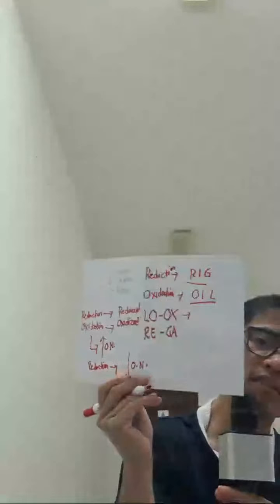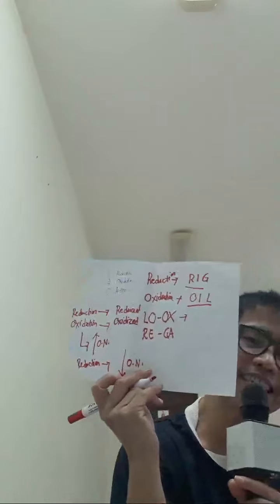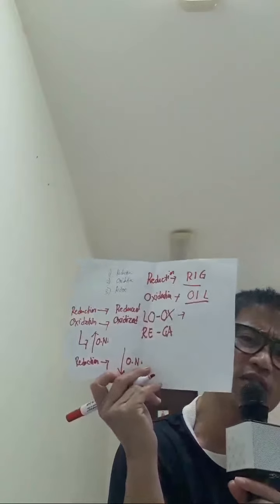And for the reduction, there will be a decrease of oxidation number. So we represent that with an arrow down. Arrow down meaning decrease of oxidation number in the reduction. In the process of reduction, there is an arrow down, or a decrease of oxidation number. So in that way, we can clearly understand before giving examples later on.